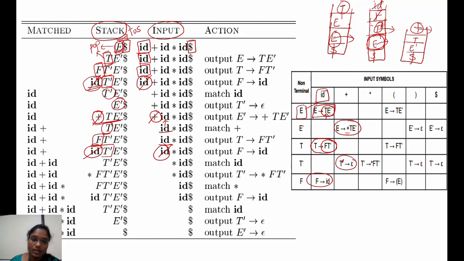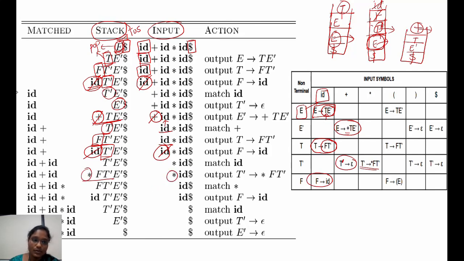So now the top of the stack is T dash. T dash on star, it gives T dash gives star FT dash. So you can see here this is popped out, and it is replaced with star FT dash. So now star and star again match.